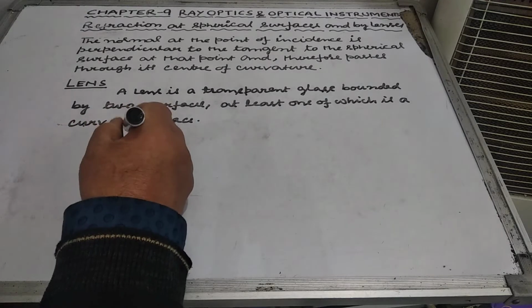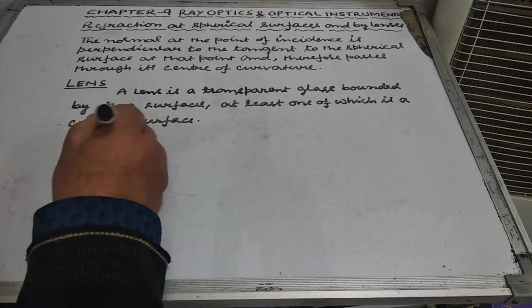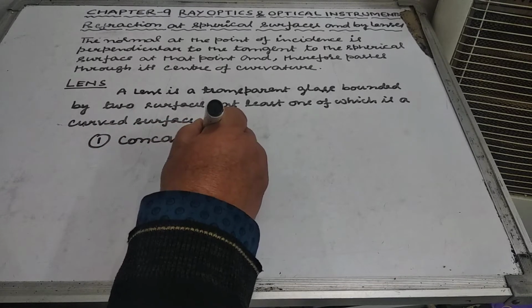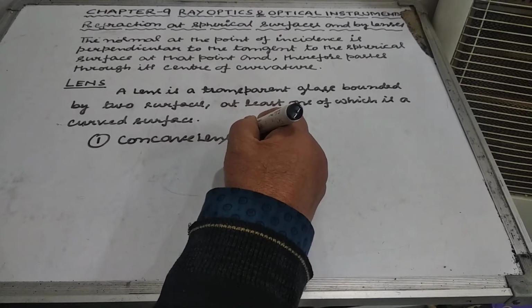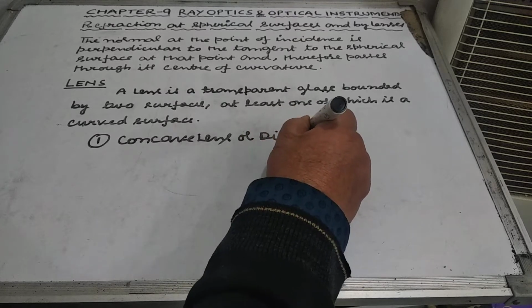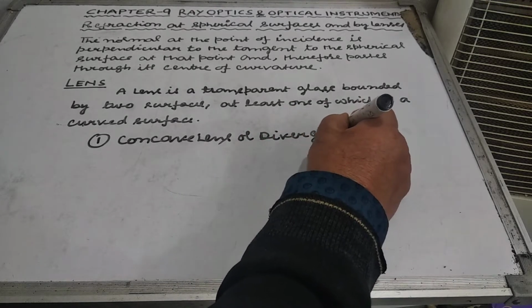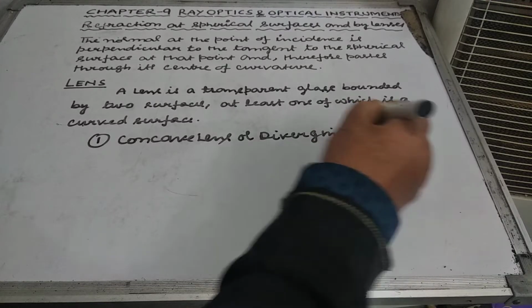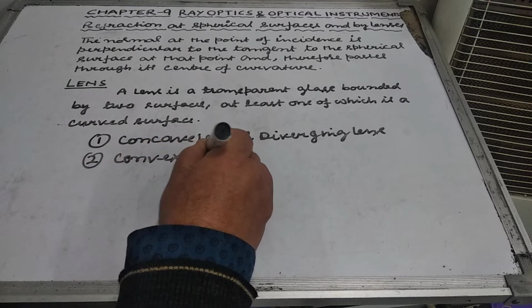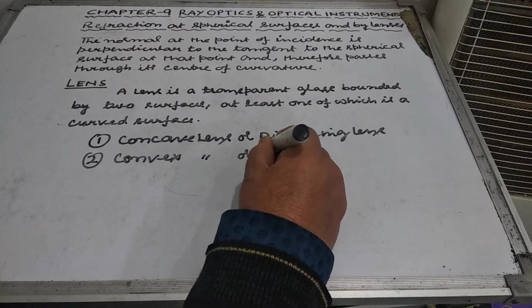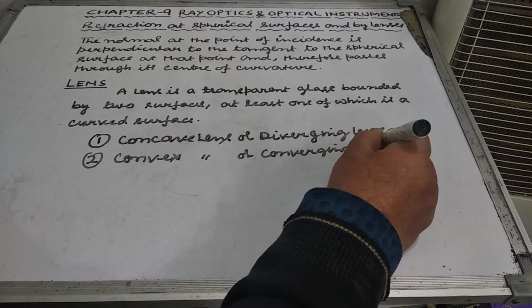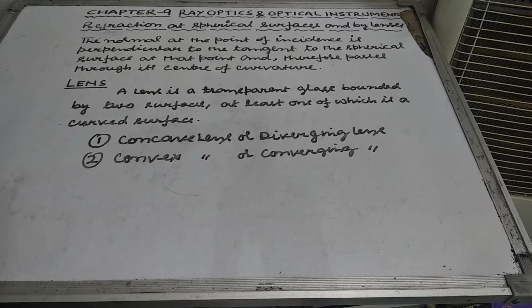And lenses are of two types. One is known as the concave lens, which is a diverging lens. The other is the convex lens, which is a converging lens.